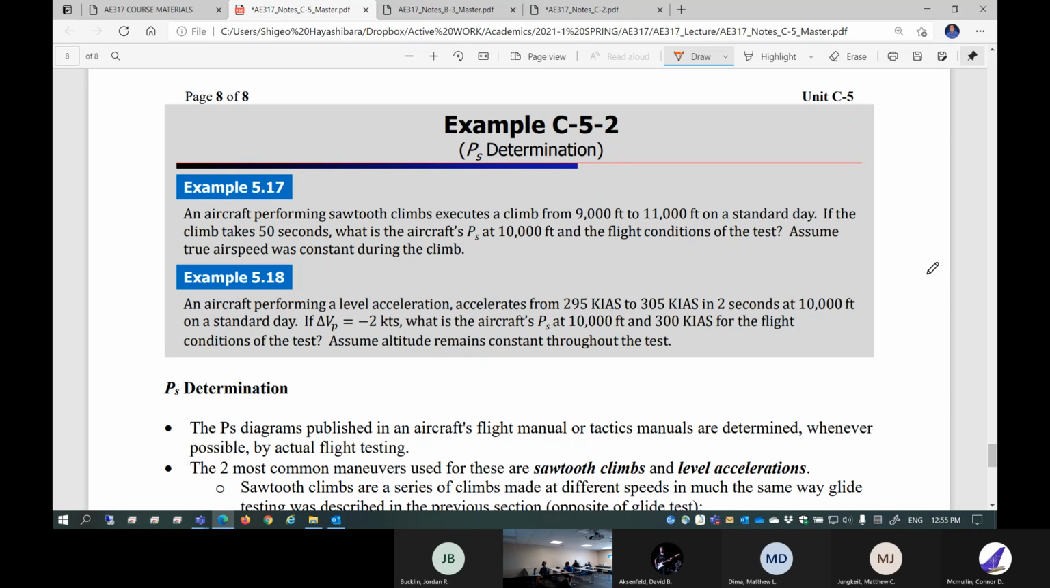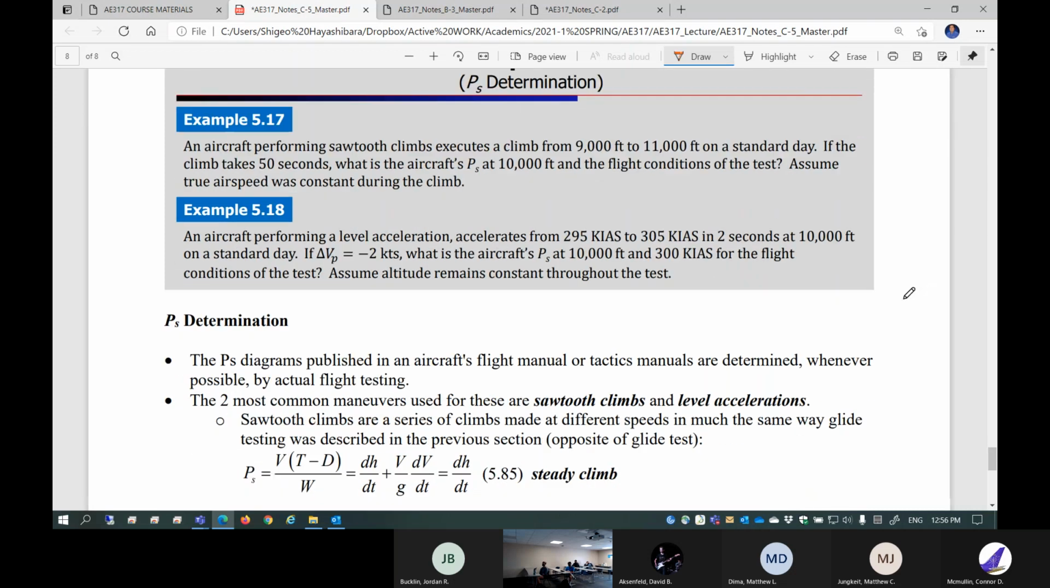Okay. So last page of Unit C5, let's take a look. Example C5-2. This is how to determine specific excess power, PS, by doing a simple flight test. Obviously, this one requires an airplane with an installed power plant. Suppose you conduct a level flight and then try to accelerate without gaining altitude, or a sawtooth climb. In other words, from this altitude to this altitude, you climb up at constant speed. Very boring test, but it is going to determine specific excess power.